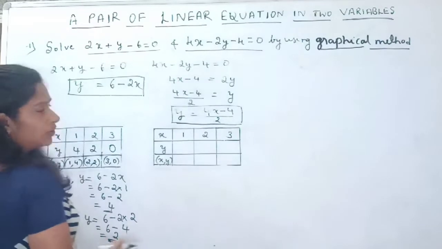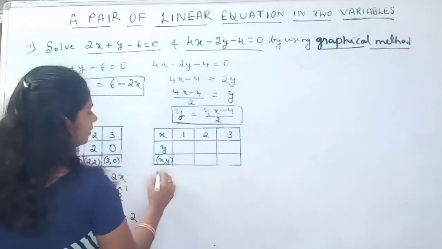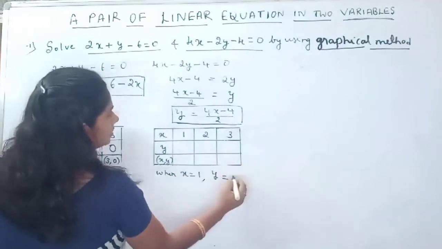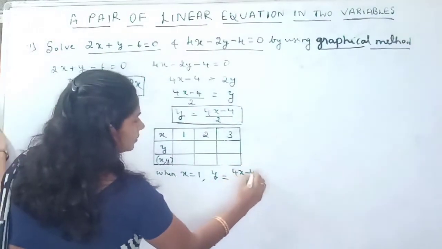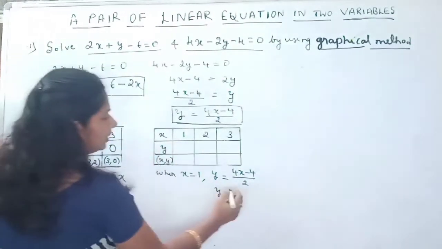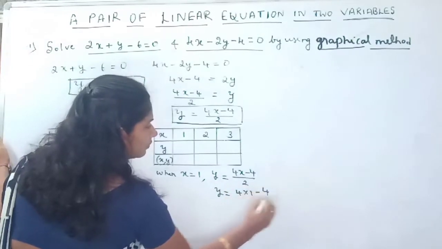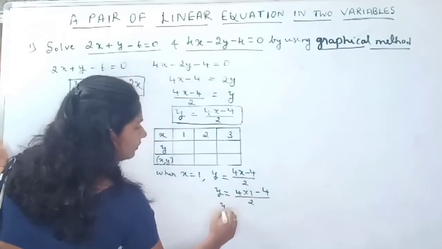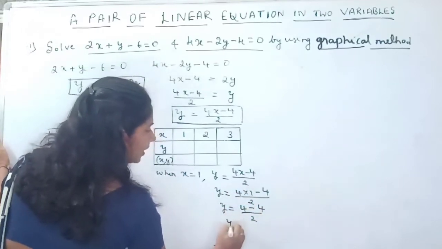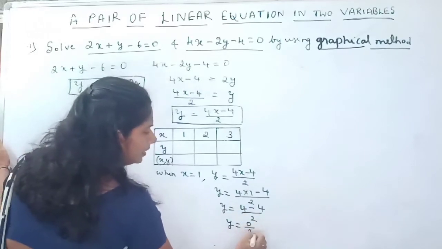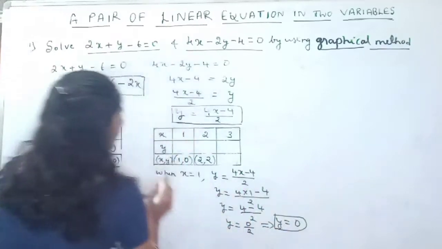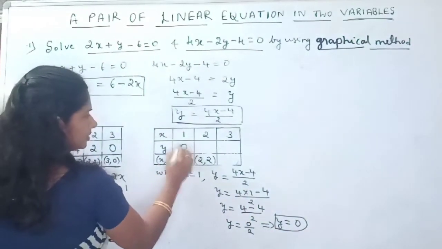Same thing, let us work out here. When x is equal to 1, the y value is, substitute in this equation, children, 4x minus 4 divided by 2. In place of x you have to substitute 1. 4 into 1 minus 4 divided by 2. So 4 ones are 4. 4 minus 4 divided by 2. So the y value is 0 divided by 2. That implies the y value is 0. So when x is equal to 1, the y value is 0.